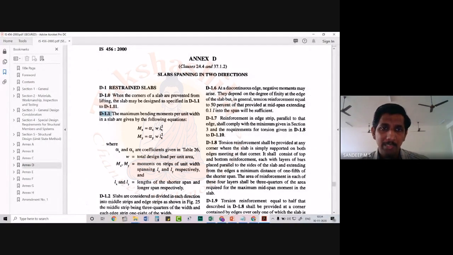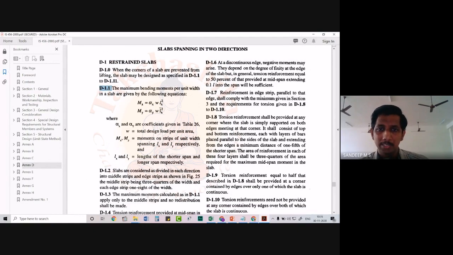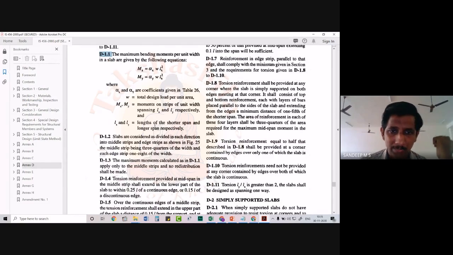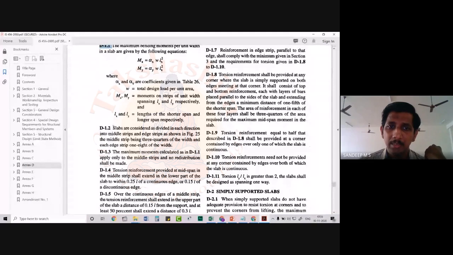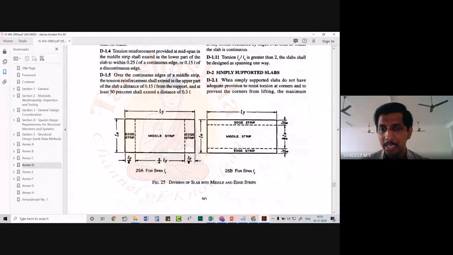So we will start from D-1.1. The maximum bending moment per unit width in the slabs is given by the following equation. Again, the same equation, that is Mx is equal to alpha x into w into Lx square, and My is equal to alpha y into w into Lx square. And you know what these variables mean. Moving on to the next clause, slabs are considered as divided in each direction into middle strips and edge strips as shown in Figure 25. The middle strip is 3/4 of the width and the edge strip is 1/8 of the width. It is given in Figure 25, which is this figure. I have already shown you this.